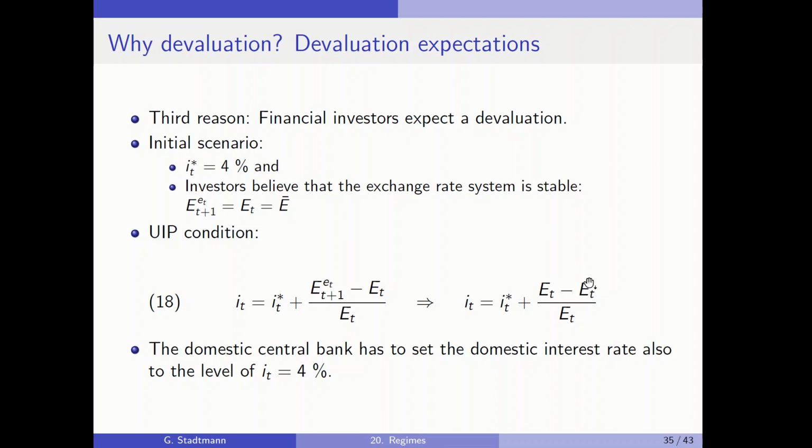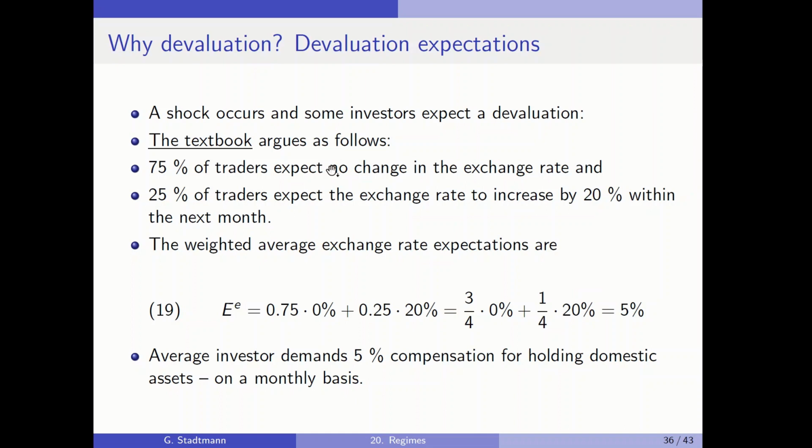Then a shock occurs and suddenly some investors expect a devaluation. The textbook argues as follows. Let's assume that 75% of the traders expect no change in the exchange rate, but 25% of the traders expect the exchange rate to increase by 20% within the next month.